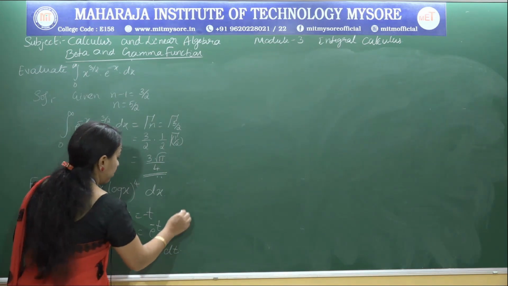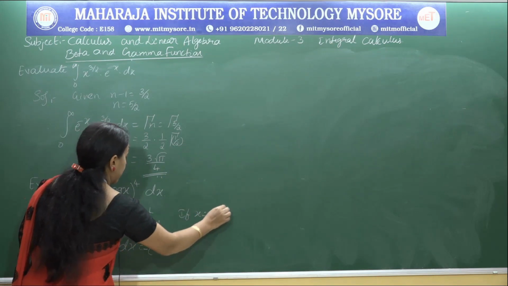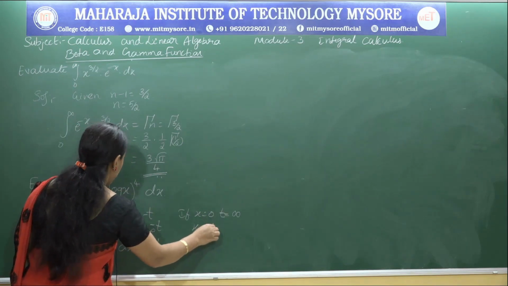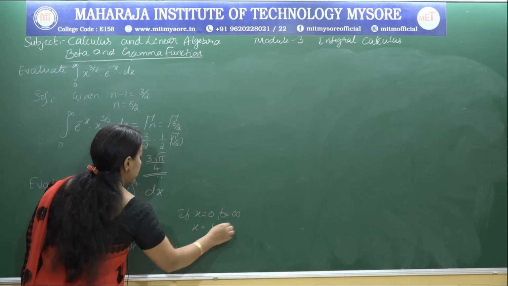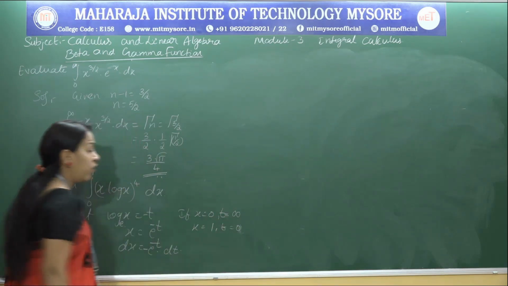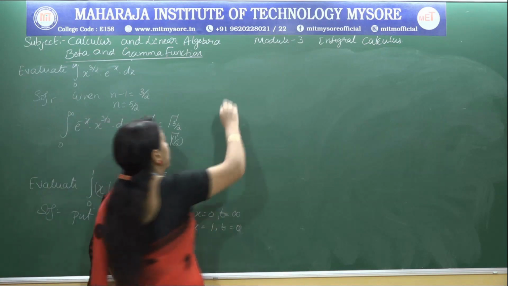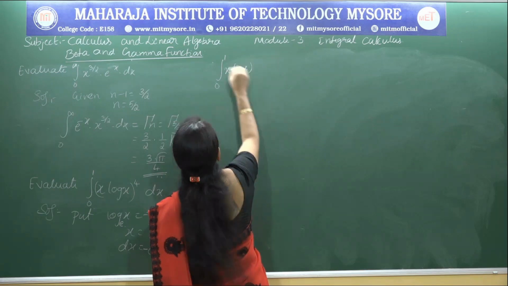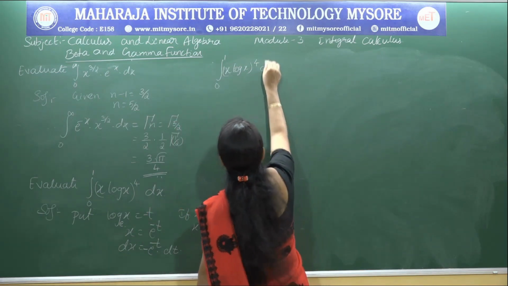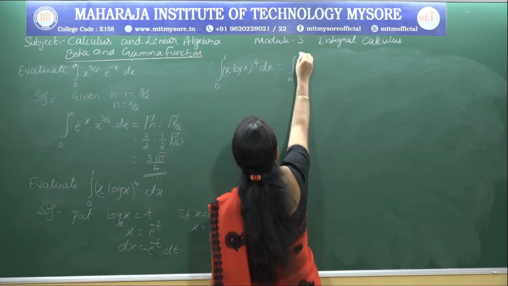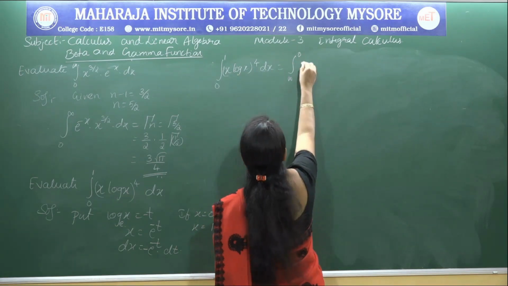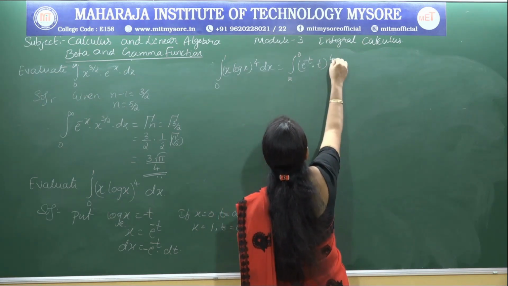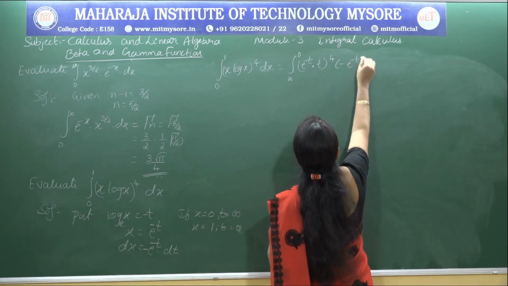Okay, and change the limit. If x is 0, t is log 0, which is infinity. If x is equal to 1, then t equals log 1, which is 0. Now replace your x terms in terms of t. That is, the integral 0 to 1 of x into (log x) to the power of 4 dx equals the integral from infinity to 0 of e to the power of minus t, into (log x is given by t) to the power of 4, into minus e to the power of minus t dt, right?